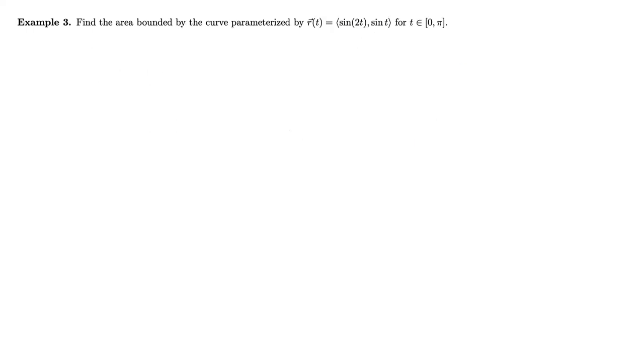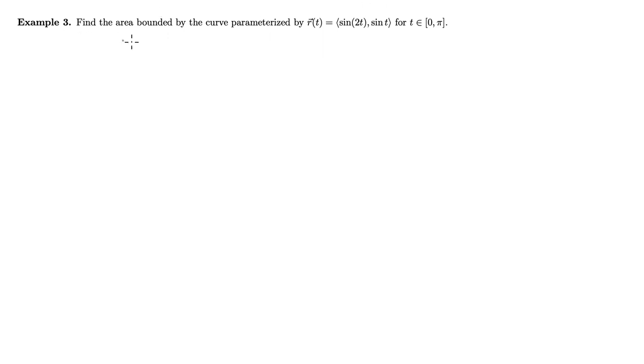So the last 2 examples took a line integral, either a circulation integral or a flux integral, and made it simpler by converting it to a double integral. But there are actually examples where double integrals are easier to evaluate if you convert them to a line integral or a circulation integral. And that's going to be the case here.